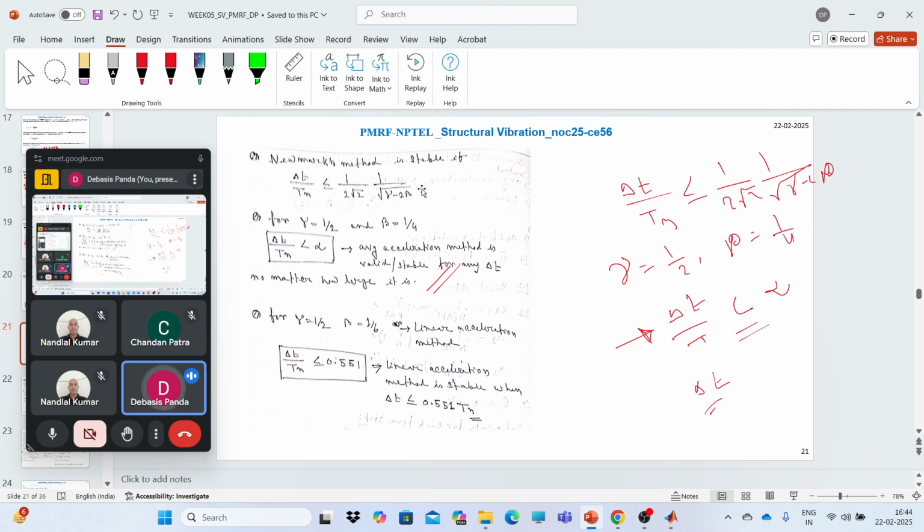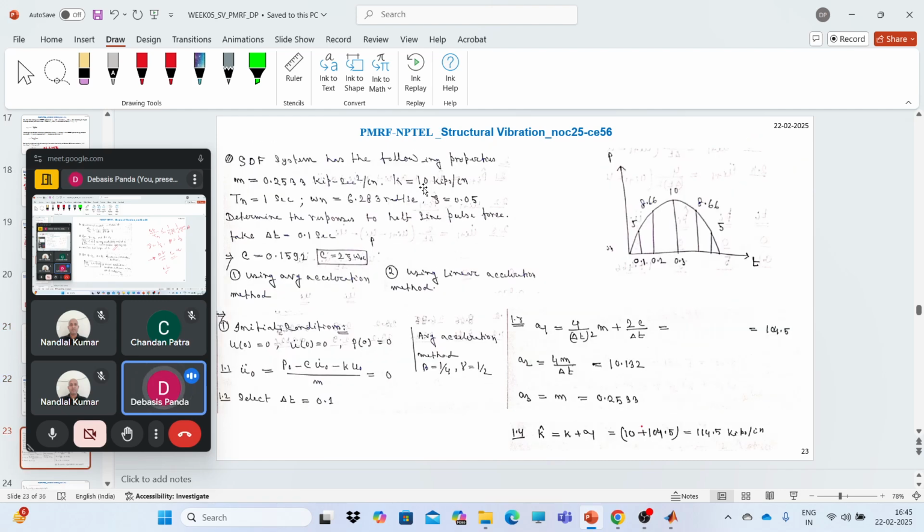Del t by tn less than or equal to 1 by 2 root 2 times 1 by gamma minus 2 beta. Like here, now we can easily calculate u double dot not equals 0. Del t is given as 0.1 second because the force is changing at 0.1 second, 0.2 minus 0.1 is equal to 0.1 second. Now, if we consider the average acceleration method, the beta value is 1 by 4 and gamma value is 1 by 2. And the average acceleration method is more stable. At any value of del t, we can calculate it.